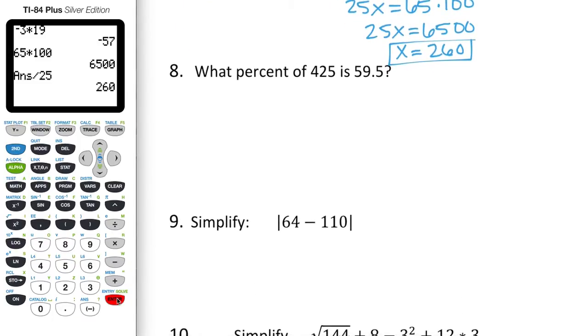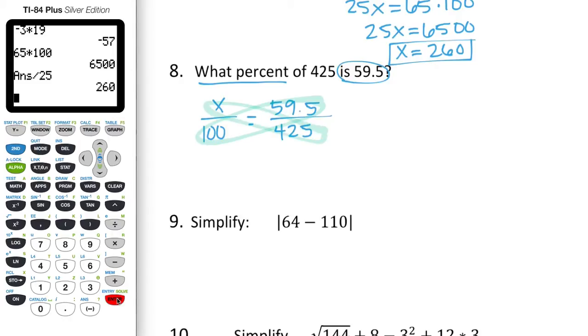Okay. So this next one wants us to find the percent. So it says what percent? That means we're going to have x over 100 because we don't know what the percentage is. And then we're always going to have the is over the of. So 59.5 is our is, and 425 is our of. We're going to cross multiply again. So we'll have those two and those two.